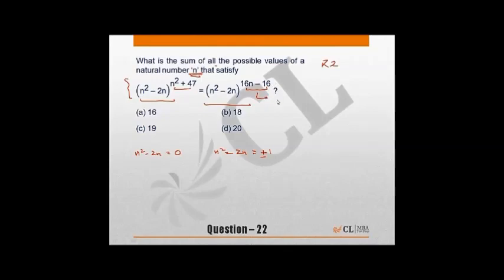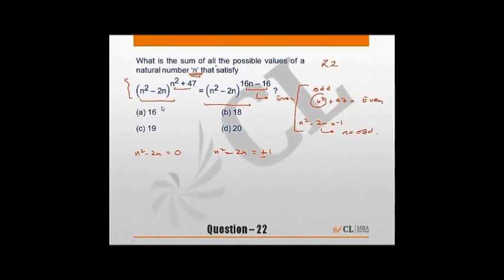Now since this is always even, because there is 16n, a multiple of 16, minus 16, this will always be even. That means n square minus 2n equal to -1 will be valid only if n square plus 47 is equal to an even number. If this has to be an even number, that means n square has to be an odd number. So this case is possible only if n is odd. But that is another case.